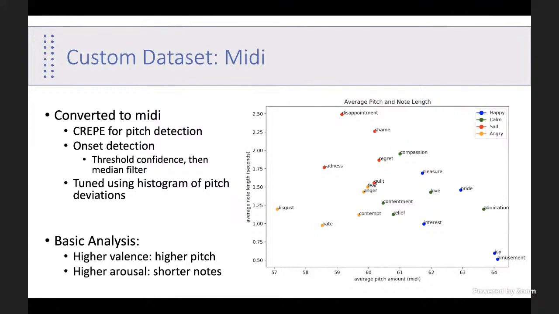And on the right are some features that we found a little bit interesting about the data set. If you look at the x-axis, this is the average pitch, so how high the pitch was. The higher valence emotions, the happy and calm, overall had higher average pitch than the lower valence ones. On the y-axis, we have plotted average note length. What we notice here is that the higher arousal emotions actually have shorter notes on average. If we compare anger to sadness, for example, the anger category has shorter notes.